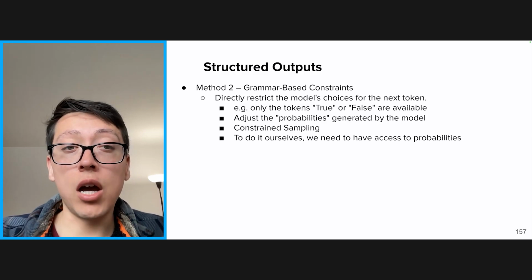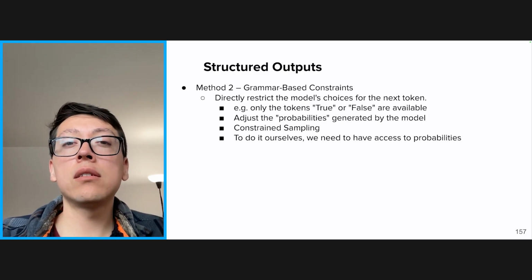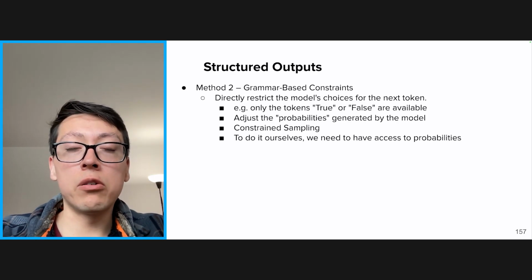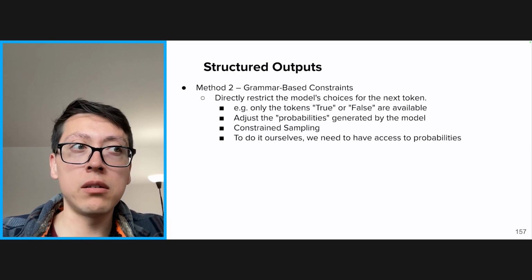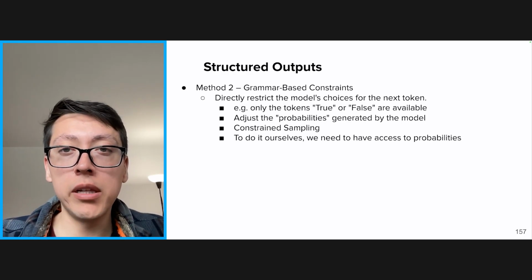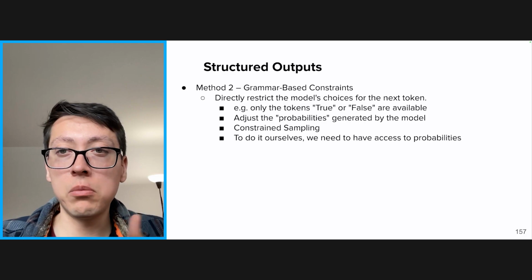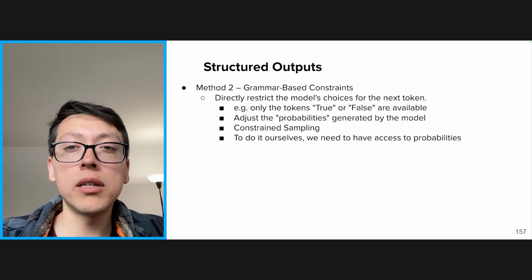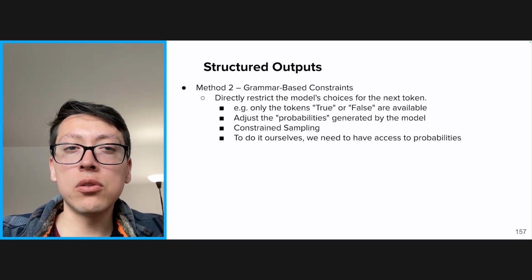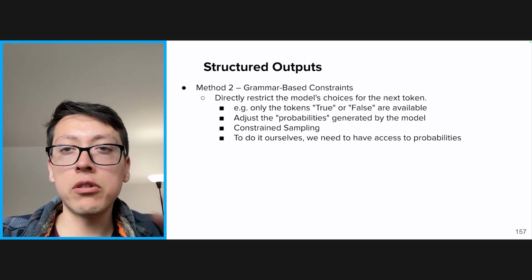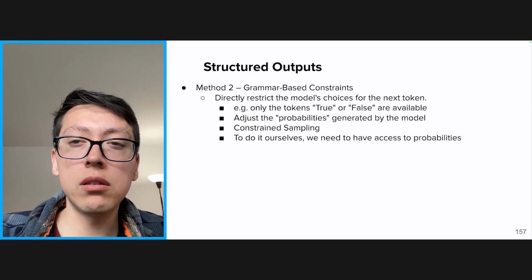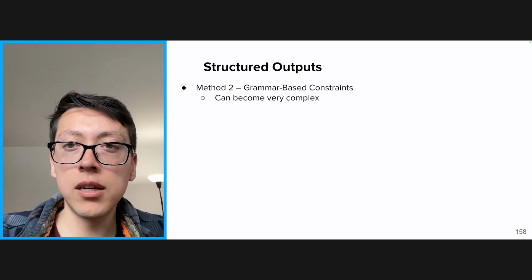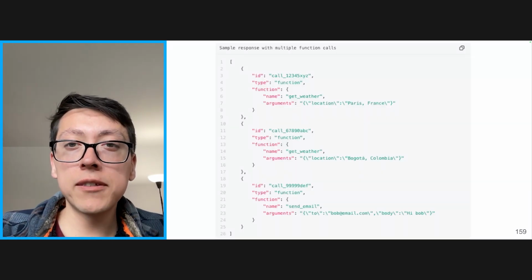To do this ourselves, we need to have access to the probabilities of the model. This is easier to do with open weight models, because we have complete access to those probabilities. We know exactly what's happening in the model. But for closed source models, not every company is willing to give that information. So for example, with Gemini or other companies, it's not something that we can do ourselves, this method of grammar-based constraints. This method can actually become very complex.